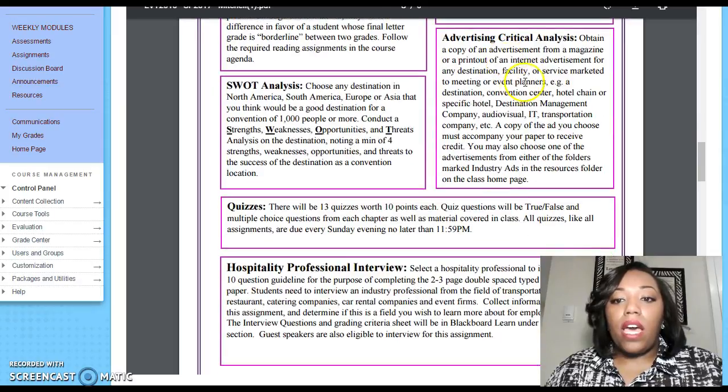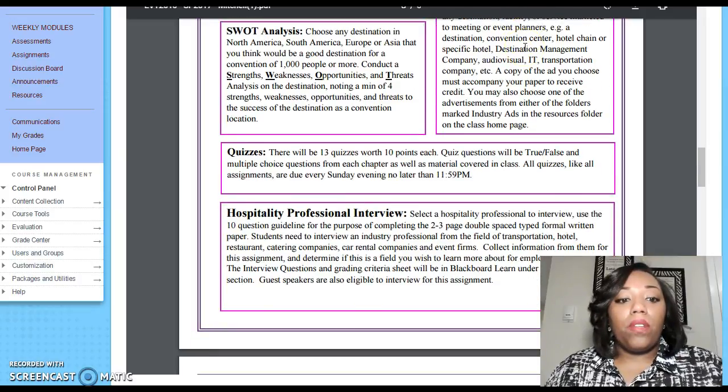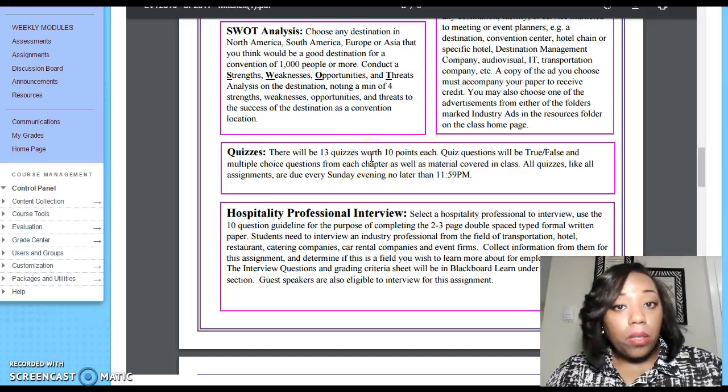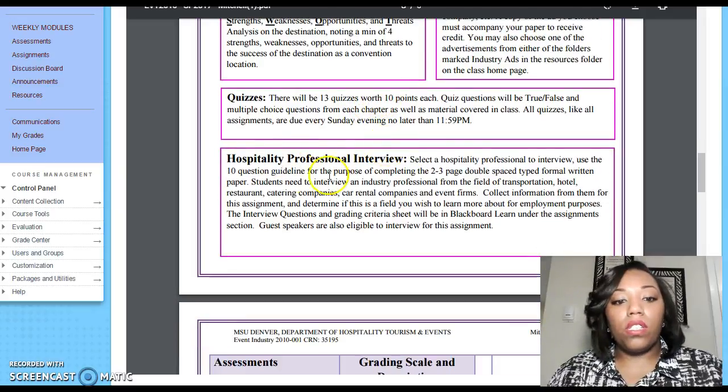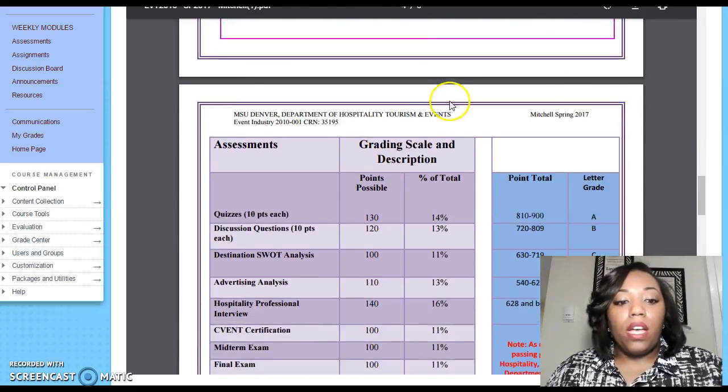So exams, advertising, critical analysis, and please pay attention to that word, critical analysis, the critical with the analysis. Quizzes, there are 13 quizzes, including the syllabus quiz. And then, of course, the hospitality professional interview assignment.